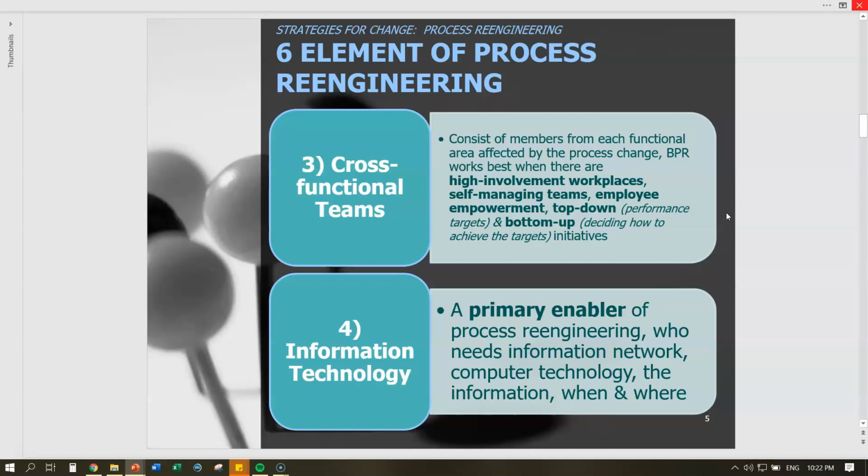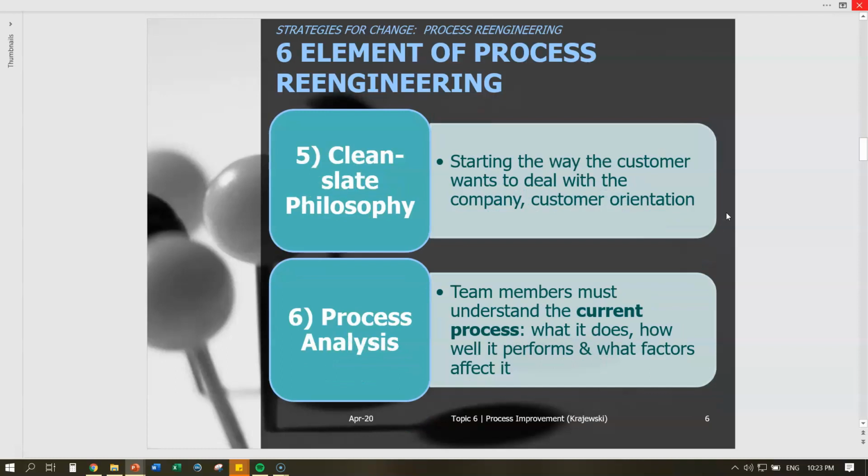Next is information technology. As you all know, when we talk about re-engineering, IT is one of the main enabler kepada setiap re-engineering. Clean slate philosophy, starting the way the consumer wants to deal with the company, focus on the customer orientation. Let's get back to the vision and mission of the organization. Focus on the customer.